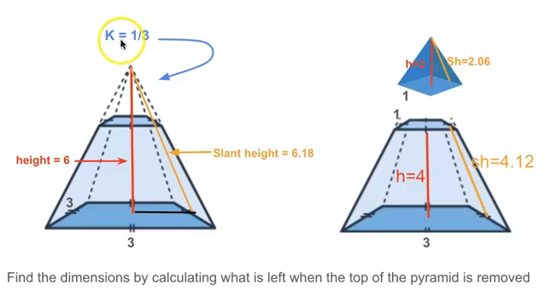For my scenario, I decided to cut off a third of the cone, so my scale factor was 1/3, and I just multiplied 1/3 by the height. I got a height of 2, so that left me with just a height of 4 on my truncated cone, and I did that for all of the dimensions.